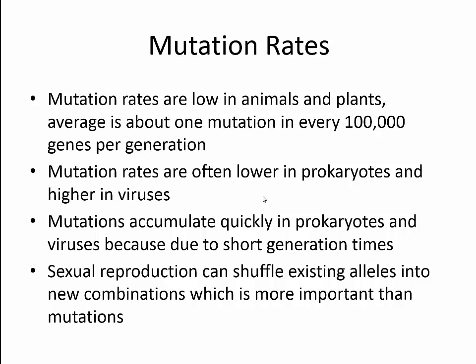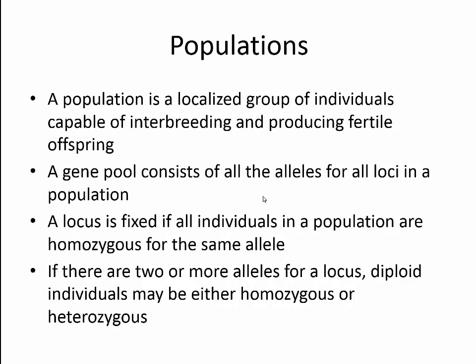Sexual reproduction can shuffle existing alleles into new combinations, which is more important than mutations, and we looked at gene shuffling a few lectures back.